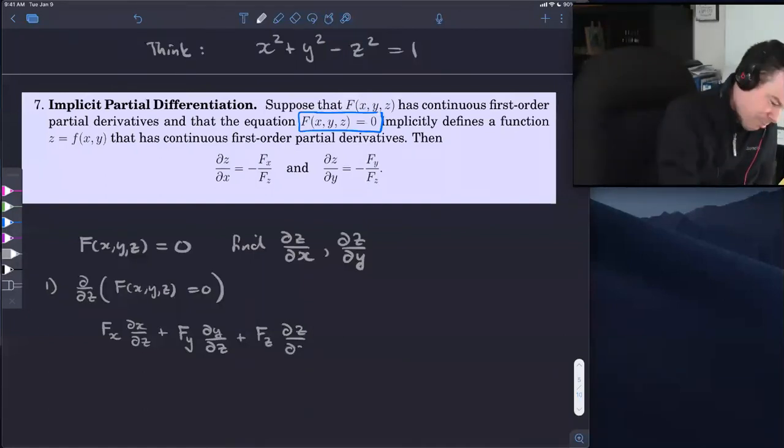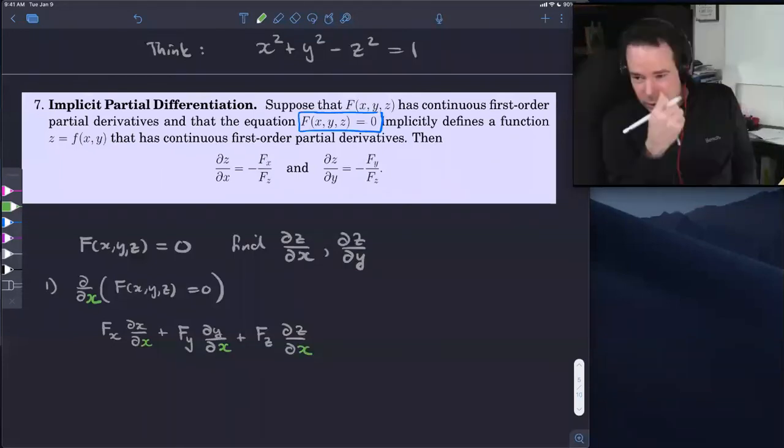Sorry, why am I differentiating with respect to z? Trying to go too fast, not thinking, I guess. We want to differentiate with respect to x. I'll change these ones to x because this is really our only change here. There we go. So what is our derivative with respect to x?